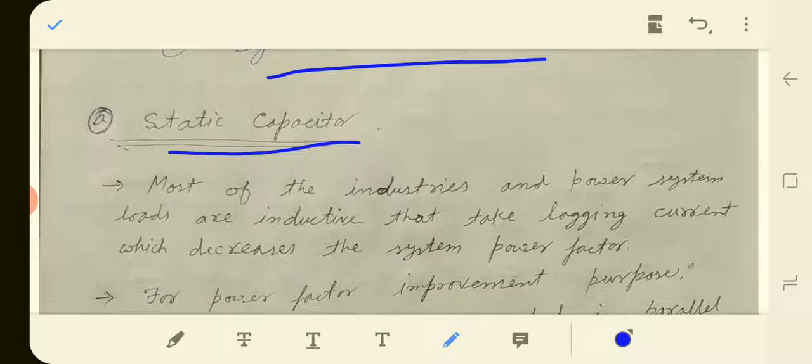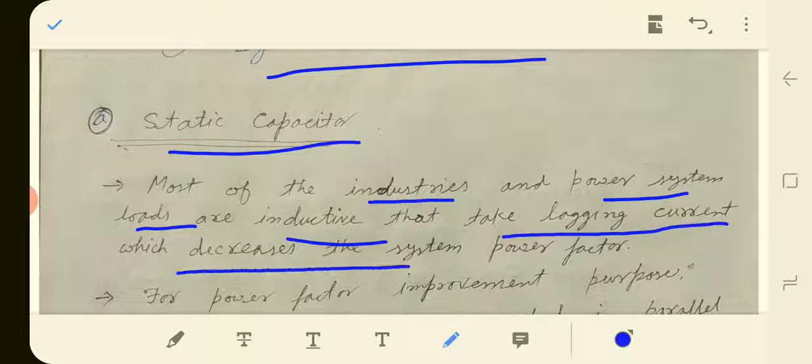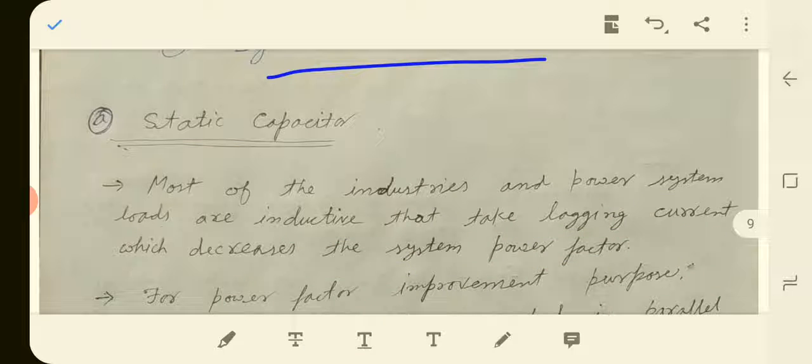we will connect a static capacitor in parallel with the loads which have low power factor. The first thing that we see is that in most industries and power systems, loads are inductive. They take lagging current, which decreases the system power factor. Maximum loads in the industry are inductive, and we have seen that inductive elements take a lagging power factor, and due to that the power factor decreases.